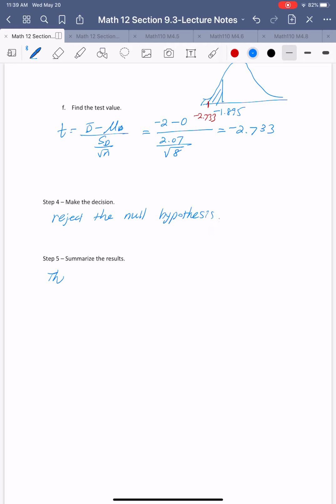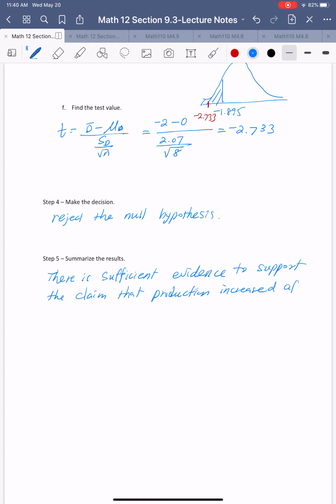And that means there is sufficient evidence to support the claim that the production increased after music was added to the environment.